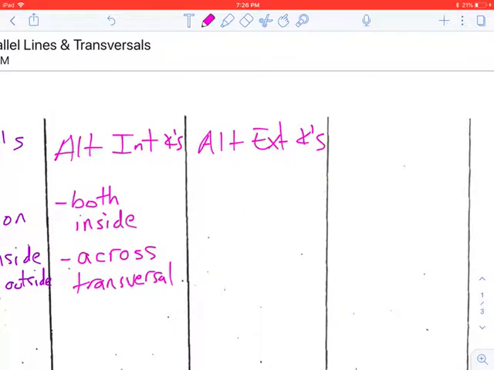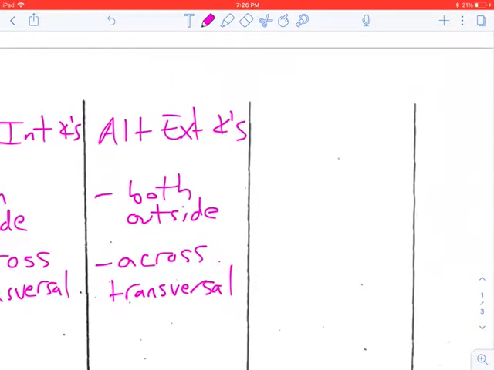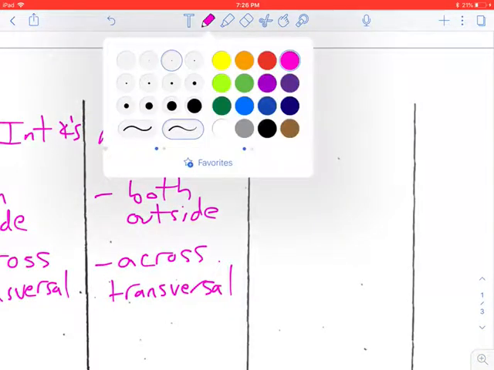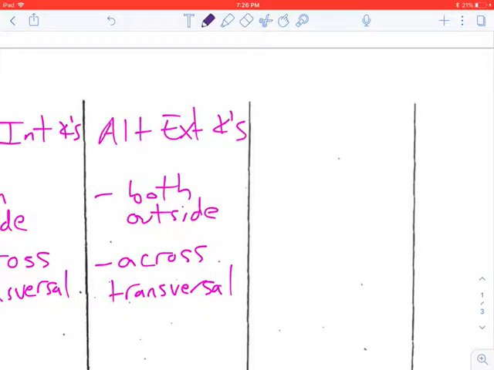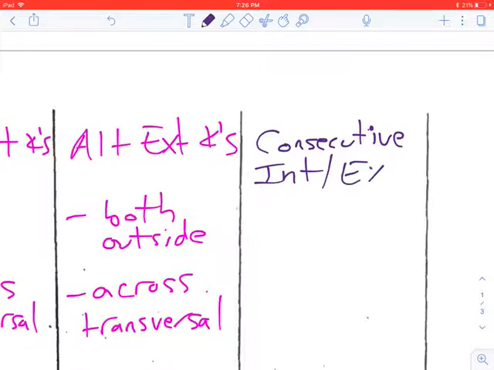Okay? So alternate exterior is the exact same thing. We have both outside this time, since it's exterior, and you got to go across the transversal. Okay. And finally, our last two, we're going to put in one box here, and that is the consecutive interior and exterior angles. Okay.